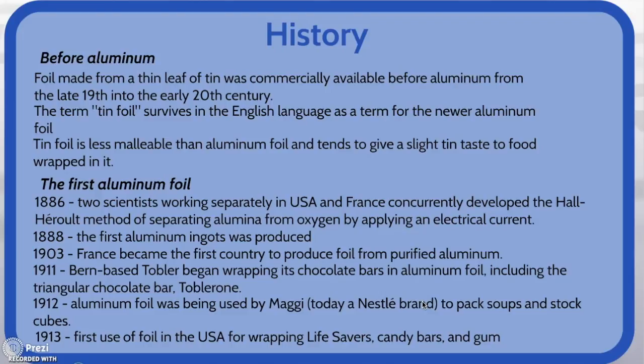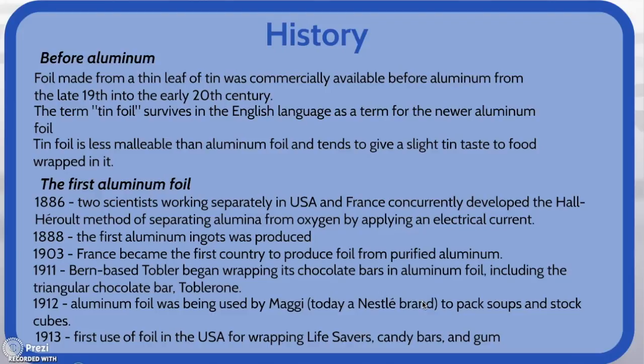So in 1886, two scientists working separately in USA and France concurrently developed the Hall-Héroult method of separating alumina from oxygen by applying electrical current. In 1888, the first aluminum ingot was produced. In 1903, France became the first country to produce foil from purified aluminum.